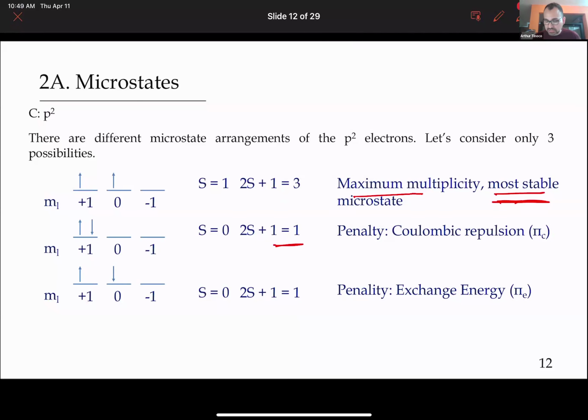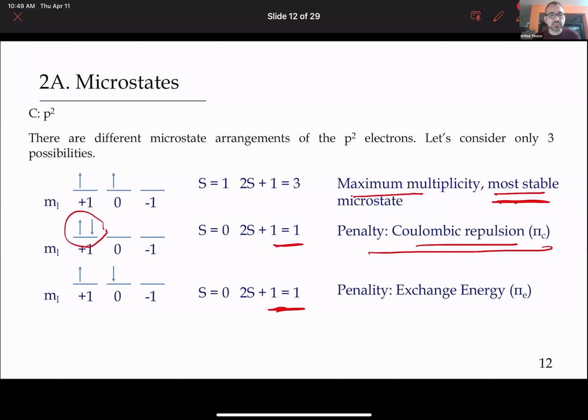The second one, which is singlet state 1, well, there's a penalty here, and there's a Coulombic repulsion because these are paired up. They're going to have these 2 negative charges resulting in electrostatic repulsion, which causes for a penalty. So this state, by its nature, will be less stable than obviously the triplet state that we have here.